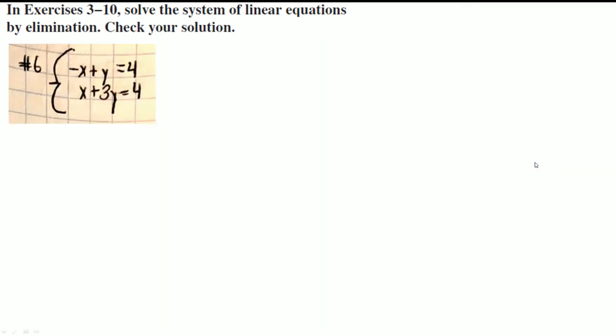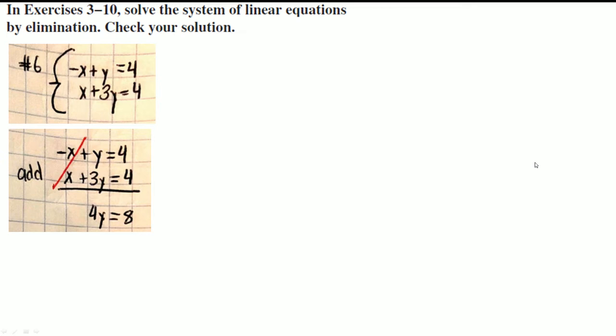Number 6: negative x plus y is equal to 4, and x plus 3y is equal to 4. I add the x's together, and those get eliminated. y plus 3y becomes 4y, and 4 plus 4 becomes 8. Divide both sides by 4, and you get y equals 2.